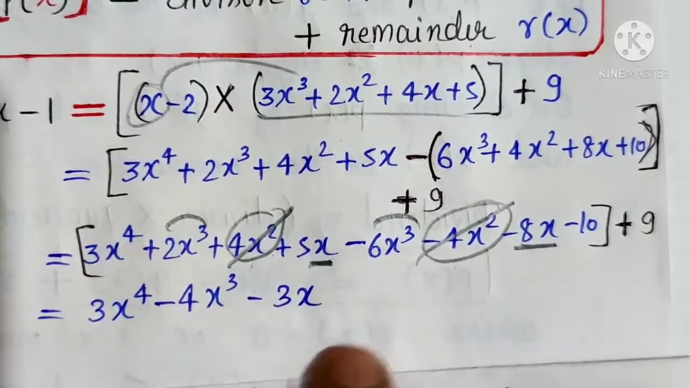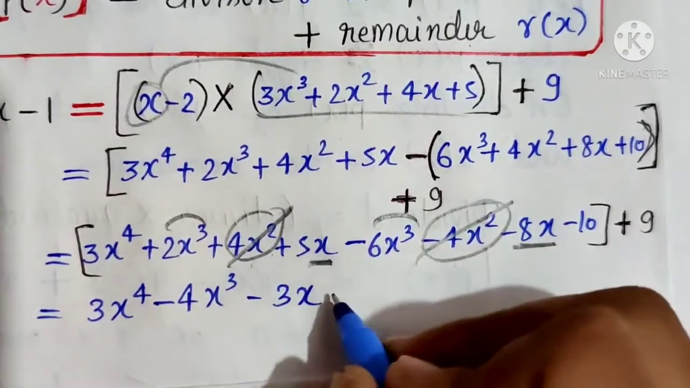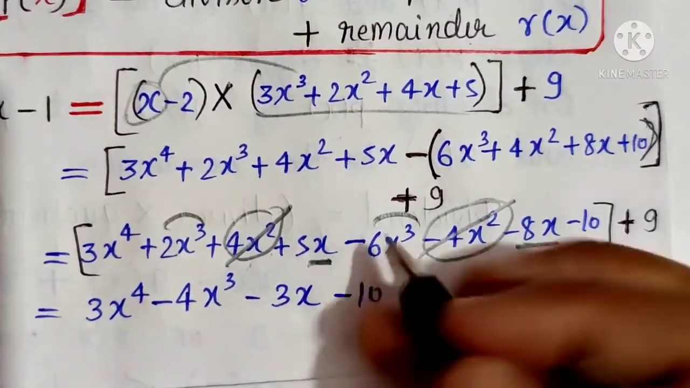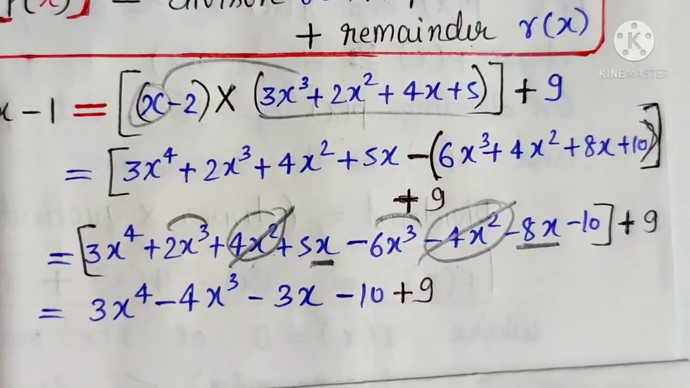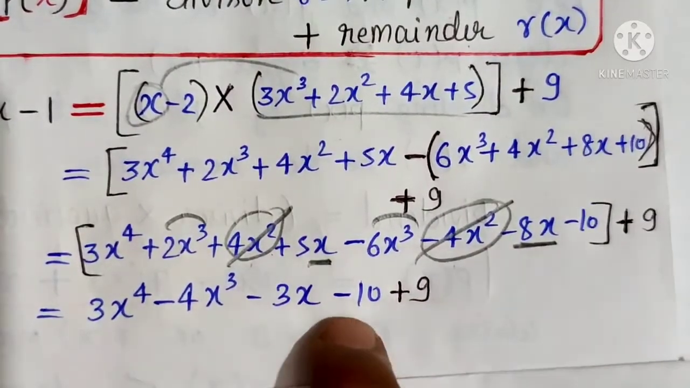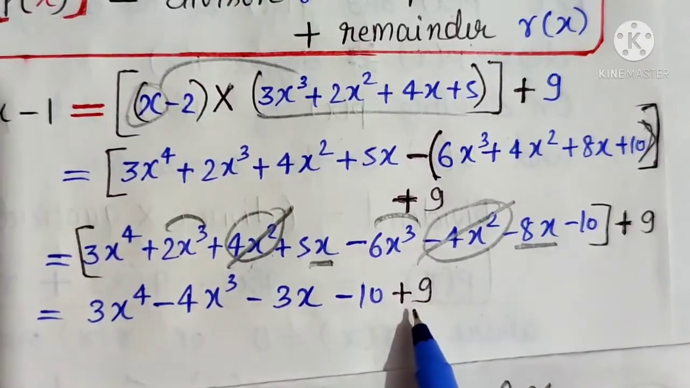Then comes minus 10. We can write minus 10, no problem here right now. Then outside there is plus 9. Now we can solve more. It comes 3x to the power 4, minus 4x cube, minus 3x. Now minus 10 plus 9. So 10 minus 9, how much is left? 1 only.